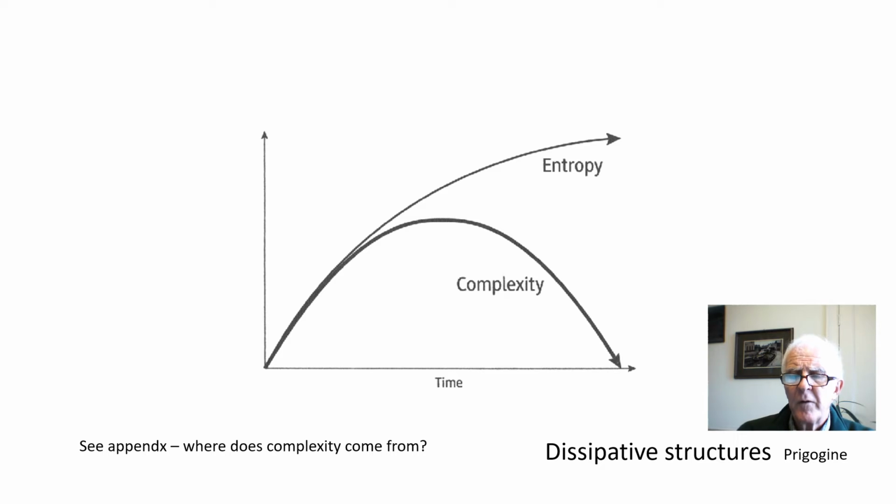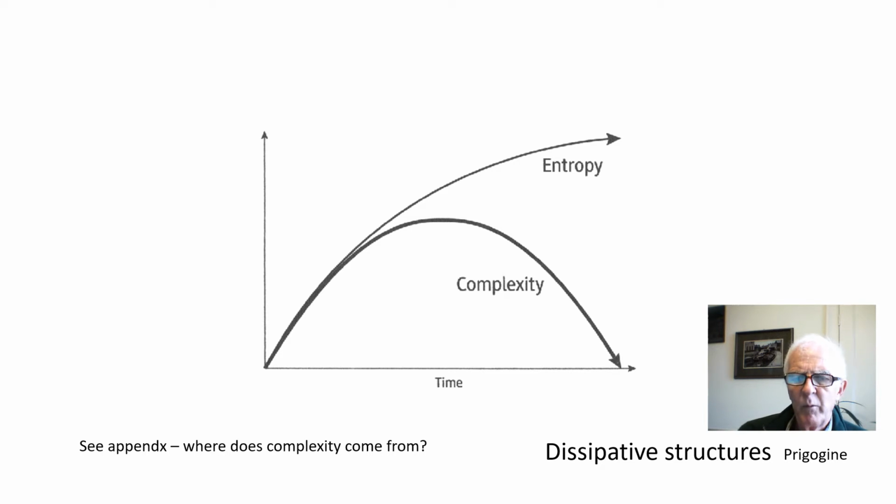The second thread that's come really from chemistry and physics, the work of Prigogine, is this concept of dissipative structures. And I think a really interesting observation, and I'm going to pick this up again in the appendix where we ask ourselves where complexity comes from, is that as the entropy of a system increases, the complexity of this system rises to a certain point before decreasing and going back to randomness.